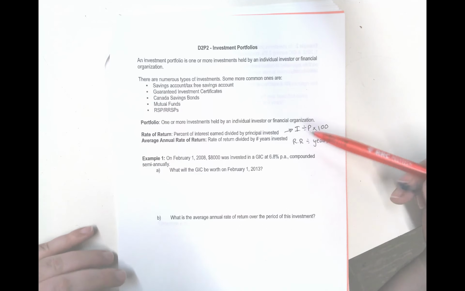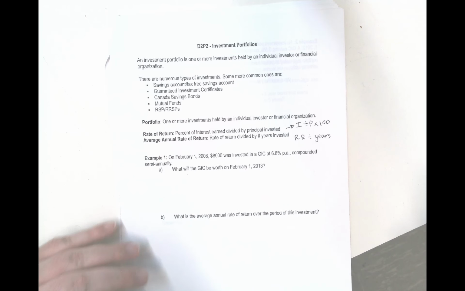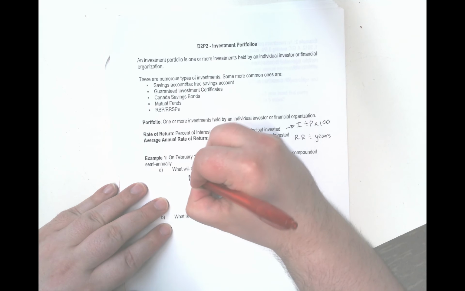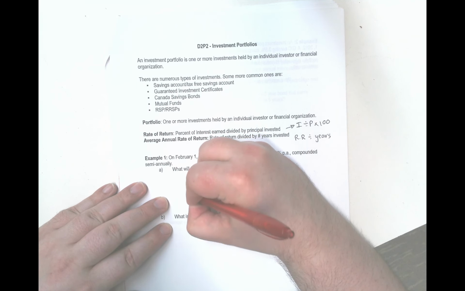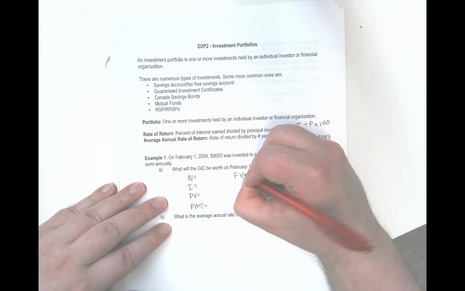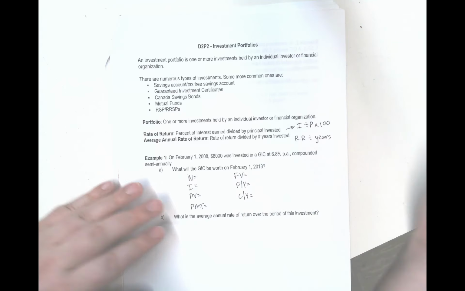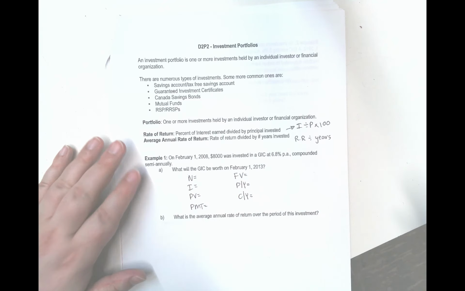So we're going to take a look at this example here. It says on February 1st, 2008, $8,000 was invested in a GIC at 6.8% per annum, compounded semi-annually. What will it be worth on February 1st, 2013? So again, this is a financial calculator question. We are still using the financial calculator. So I'm going to write down my 7 variables, or just the 7 things that I'm looking for. So let's start filling this in.